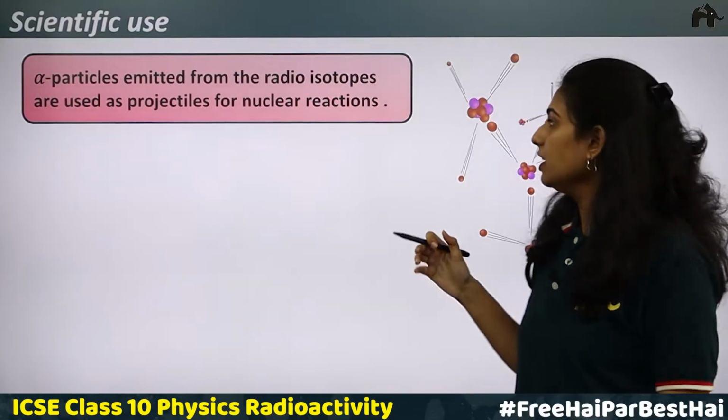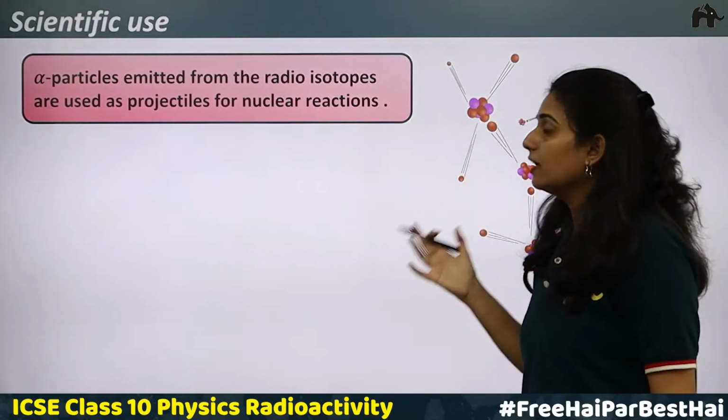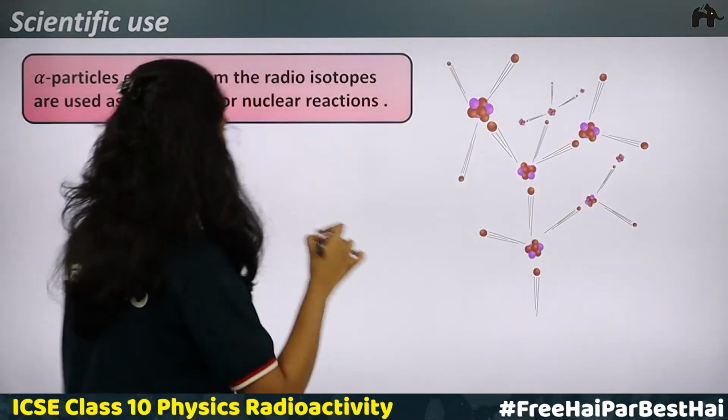Next, a scientific use: alpha particles emitted from the radioisotopes are used as projectiles for nuclear reactions. We know what an alpha particle is.